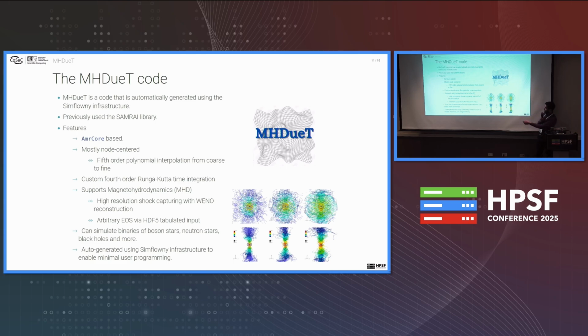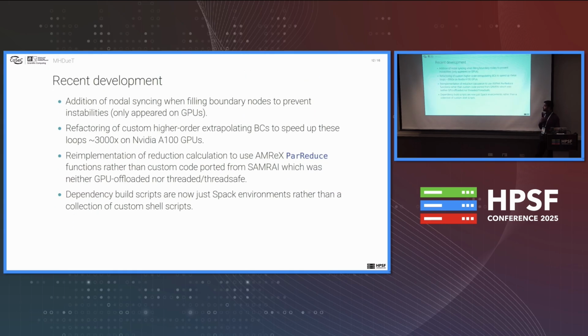And this is a picture of some kind of jets from some old MHDuet simulation of neutron stars. So what are some recent developments? What I've been involved with: one of the things we found was that when the code moved to running on GPUs, there was some instability that they weren't able to solve, and the addition of nodal syncing really helped to save that.